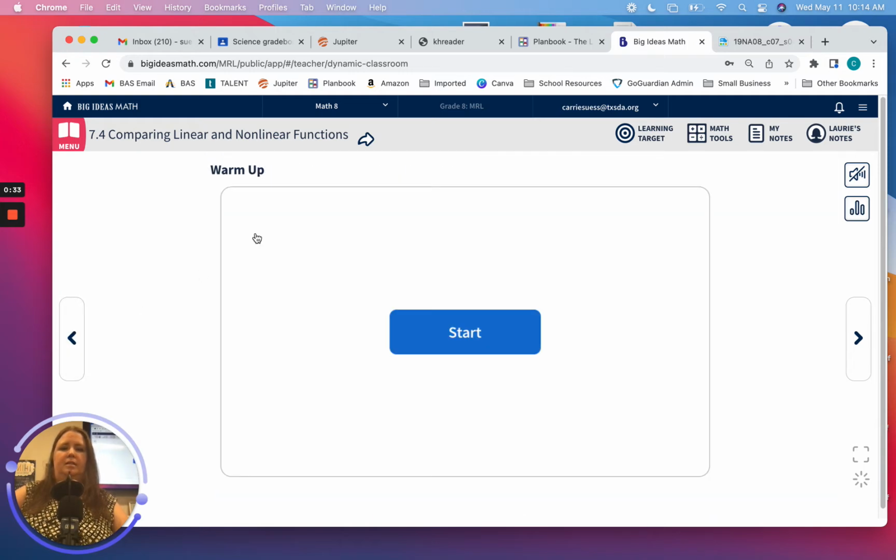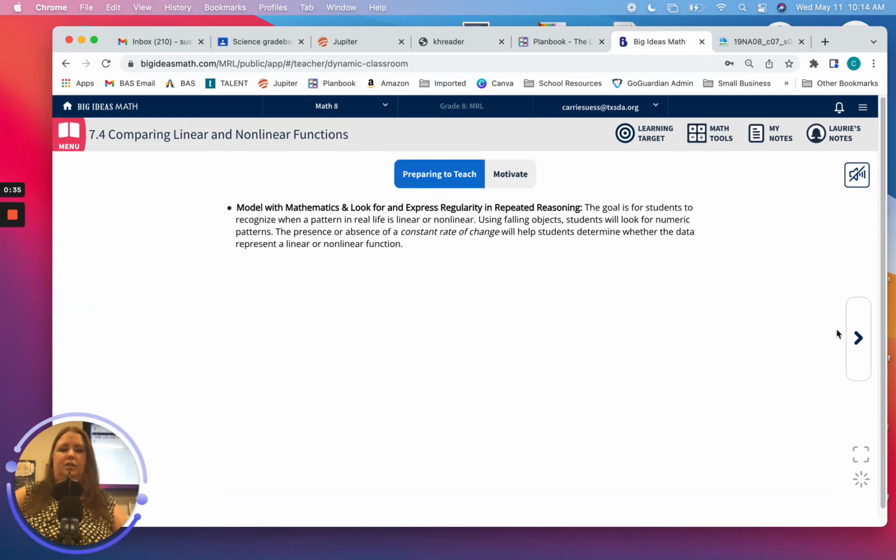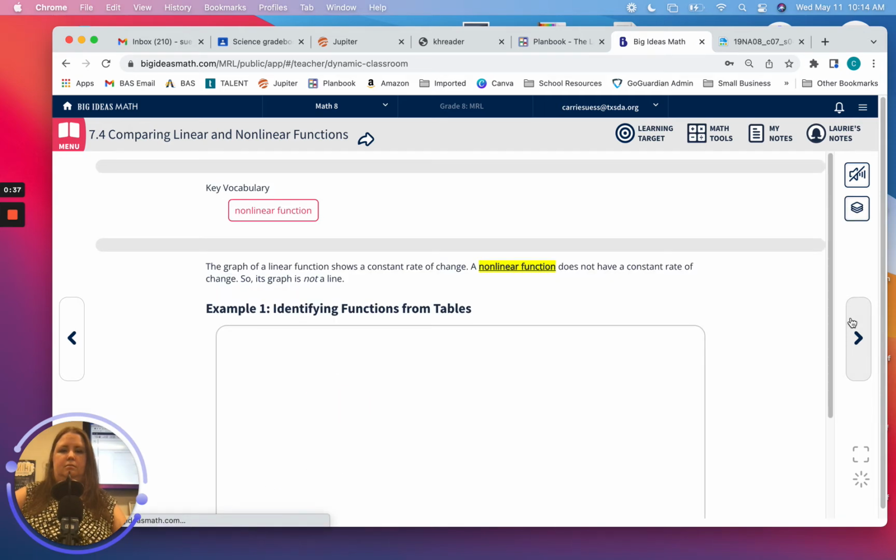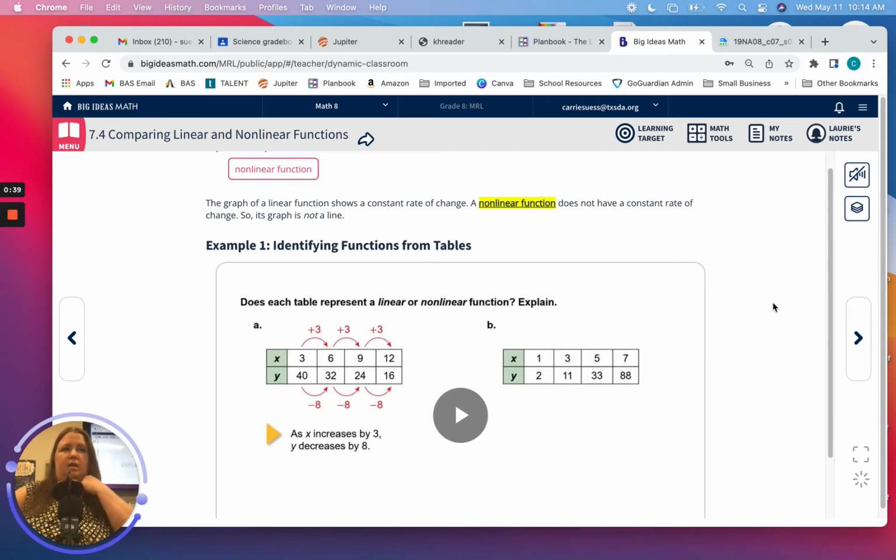All right. So somebody tell me, what is a linear function? Nonlinear, excuse me. What is a nonlinear function, Josh? A non-linear function does not have a constant rate of change. Okay, so that's the biggest difference between linear and nonlinear. You've heard this before. Linear, it's a constant rate.